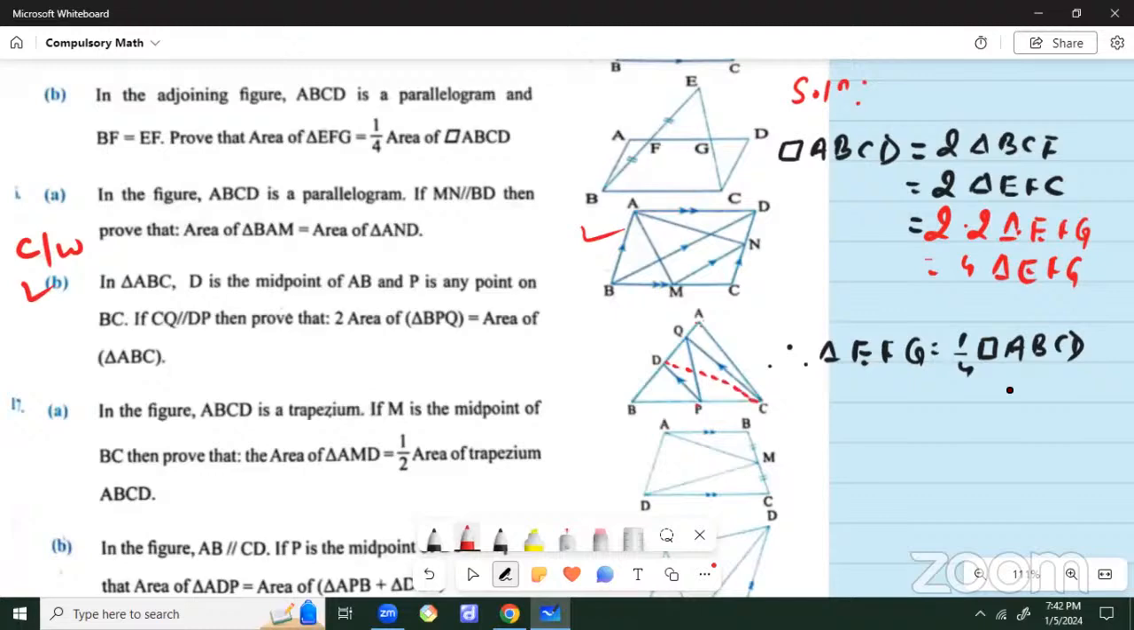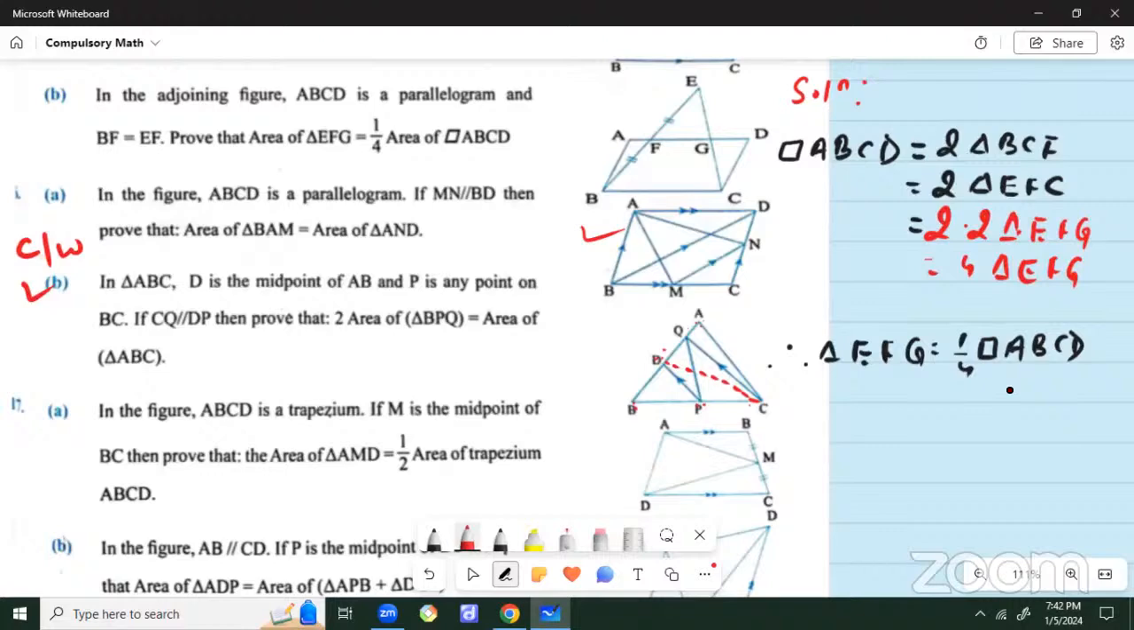Why do we think this will be helpful? Because we have DP parallel to CQ. That means we have here two triangles, right? Triangle DCP and triangle DPQ, having common base DP, their area will be equal. At the same time, PDC will be half of the triangle ABC as well, right? Because DC will be the median.